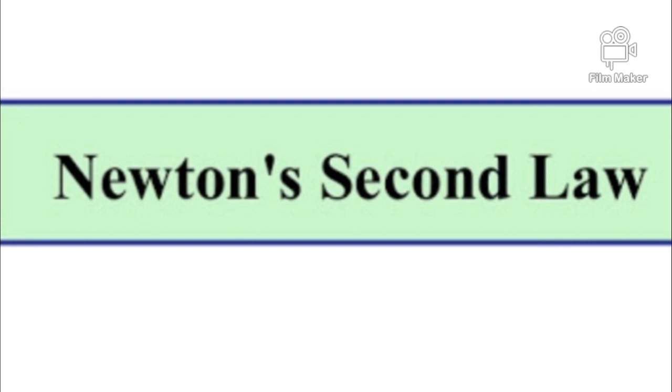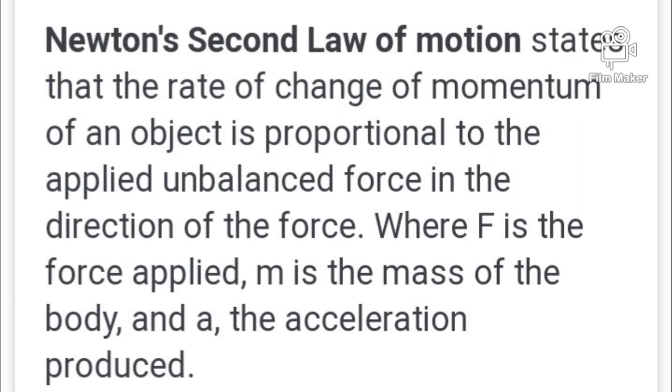As we discussed, momentum is the product of mass and velocity. M is mass, V is velocity, and the mathematical definition is P is equal to mv, where P is momentum. So now we will see the definition. Newton's second law states that the rate of change of momentum of an object is proportional to the applied unbalanced force in the direction of the force, where F is the force applied, m is the mass of the body, and a is the acceleration produced.